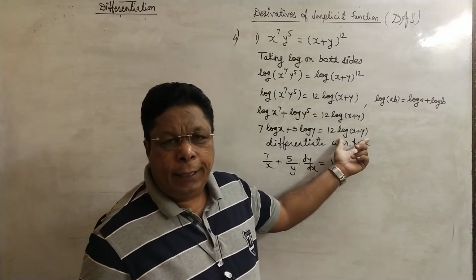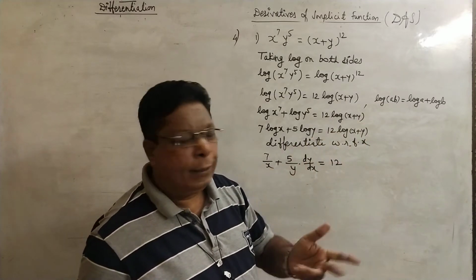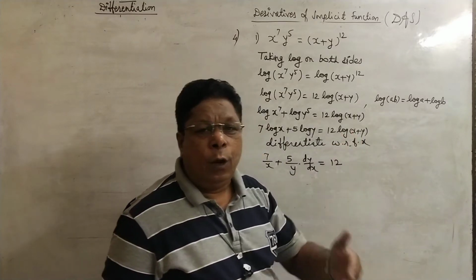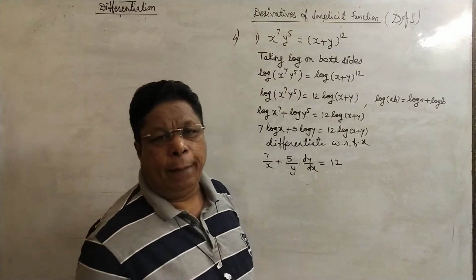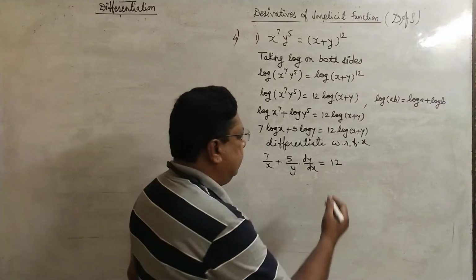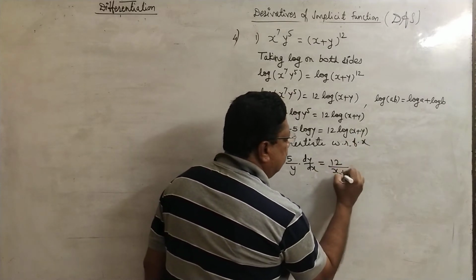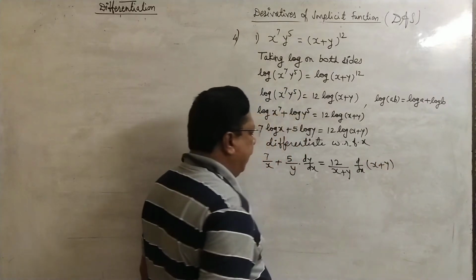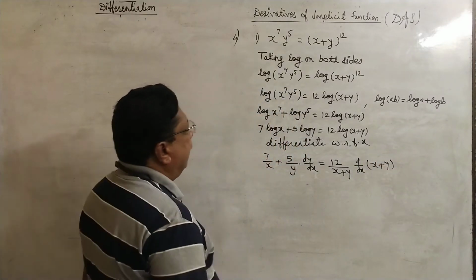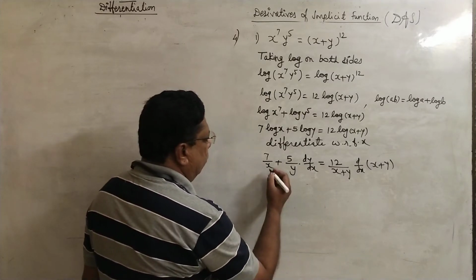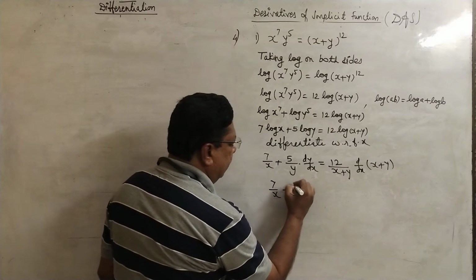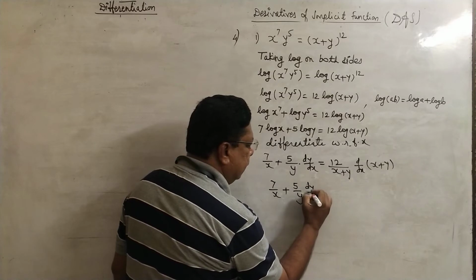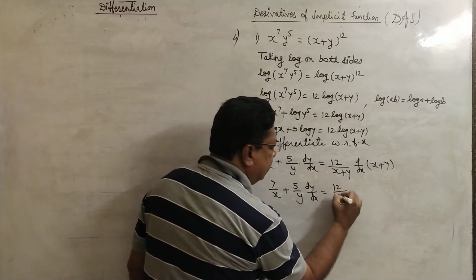Which formula is applicable here? Derivative of log f(x), where the value of f(x) is x plus y. Derivative of log f(x) is 1 upon f(x) into f dash x, simply f dash x upon f(x). So this is 12 upon x plus y into dy by dx of x plus y. Now 7 upon x plus 5 upon y into dy by dx is equal to 12 upon x plus y.